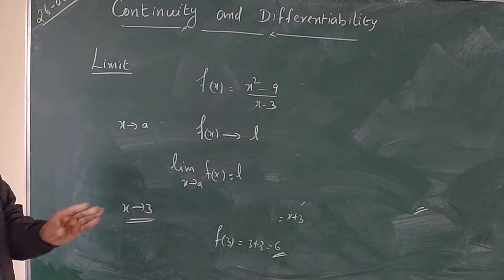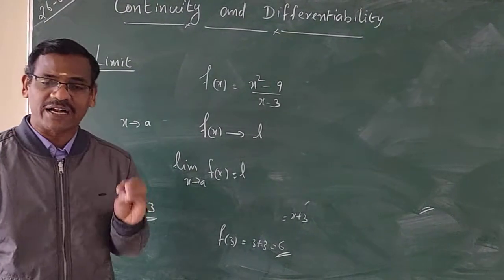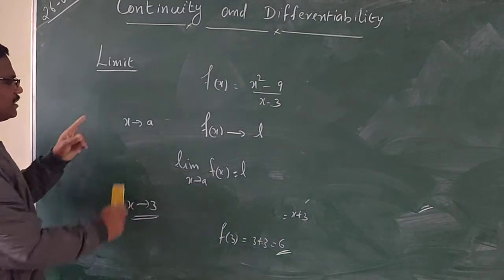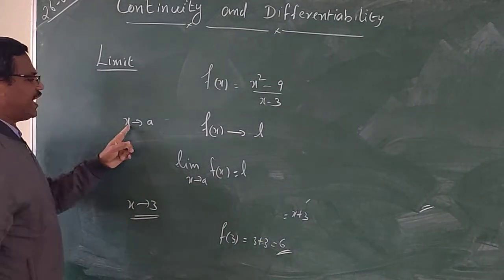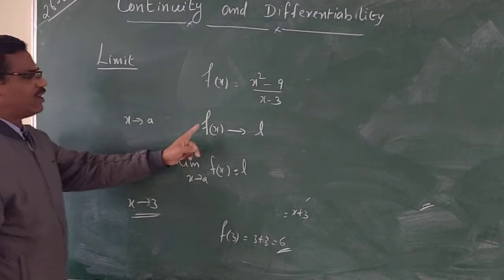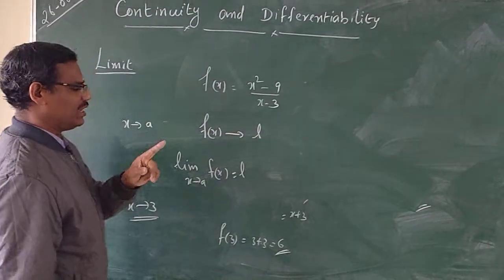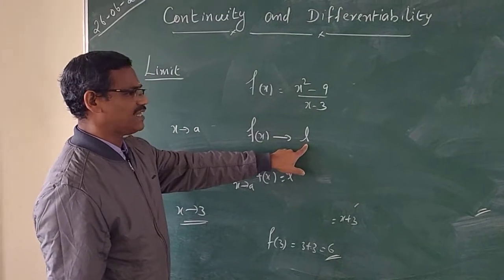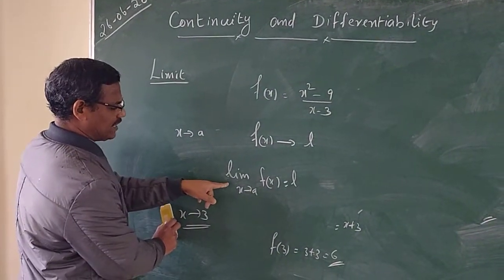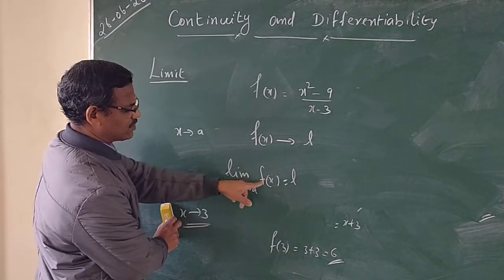So there are many situations where we may require that tending value, and that tending value is called the limit of the function. And if we define it like this, as x tends to a, that means x is very near to a, the f(x) value is very near to L, then we call this L the limit of that function, and we denote this as limit x tends to a, f(x) is equal to L.